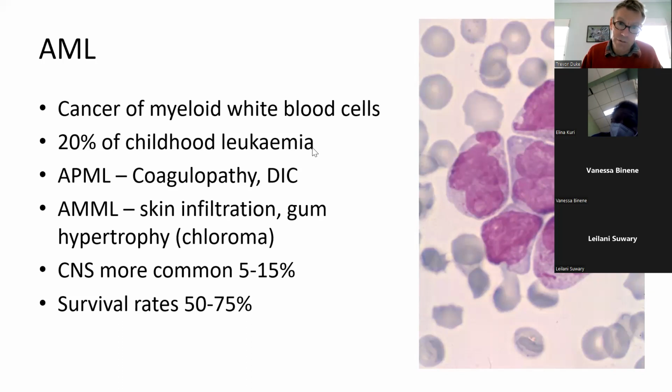It's about 20% of childhood leukemias, so 80% is ALL, 20% is AML. And these children often present with some different features like coagulation problems and what we call DIC, or disseminated intravascular coagulopathy. They often present with easy bruising or bleeding, and they look very, very sick typically when they present. And they often, as I said before, might have gum hypertrophy or bleeding from their gums or skin infiltration.